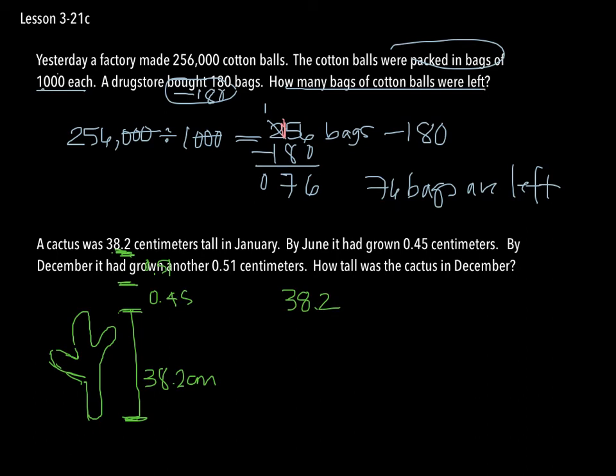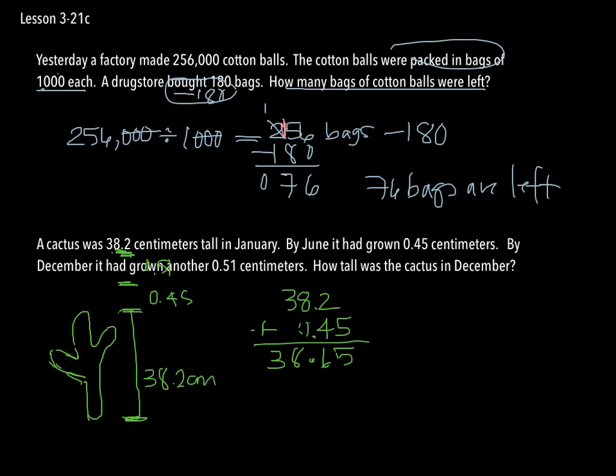38.2, and we're going to add to that June's 0.45 centimeters. Add those together. We get 5, 6, decimal point, 8 plus 0, and then 3. So now we're up to 38 and 65 hundredths centimeters tall.